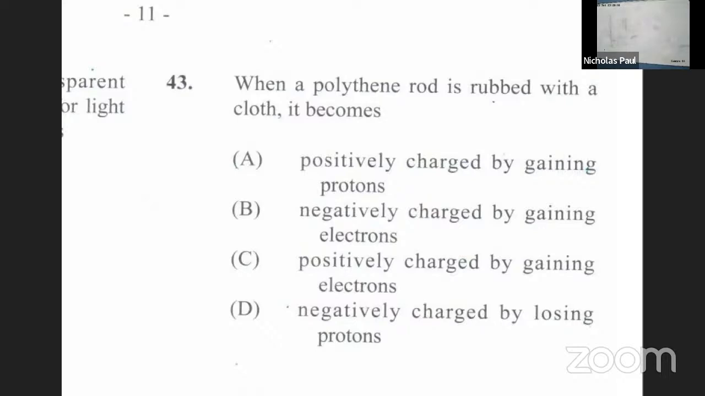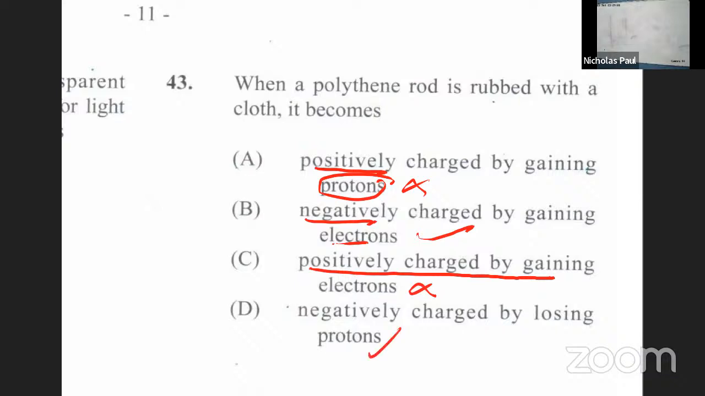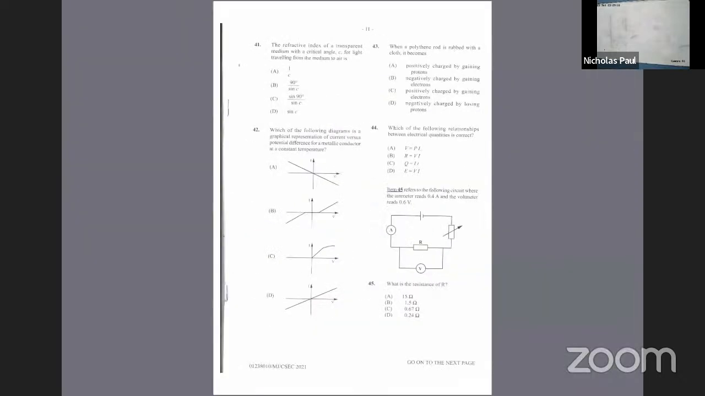Right, do the protons move? No, only the electrons, right? So it becomes positive by gaining protons, no. It becomes negative by gaining electrons. That's sounding good. It becomes positive by gaining electrons, no. And it can't gain protons. So the answer is B, right? Next one.